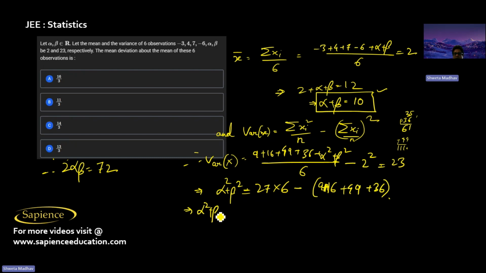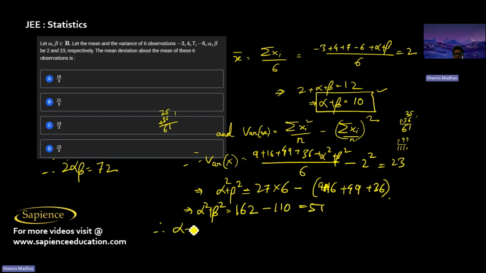Alpha square plus beta square, so this will be 6 7 is 42, 6 is 12, 162 minus this is 25 plus 36, that is 61, 61 plus 49, that is 110. So this is equal to 51.